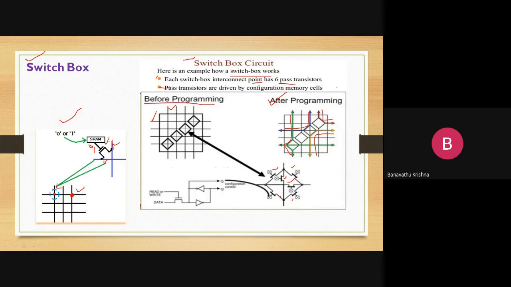There is a connection here like this. Okay, so this is the way I am going to show here. That is the way of connection after programming, right? So here there is one more signal, the read and write control signal. There is the data, and this is the configuration control, right?